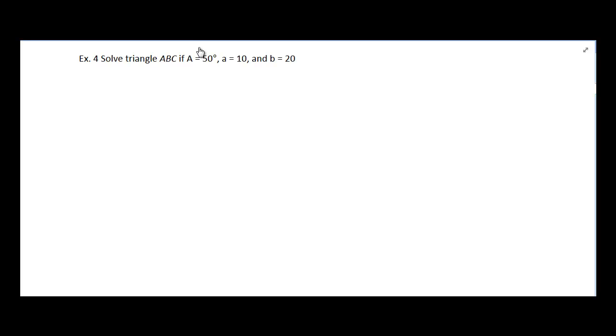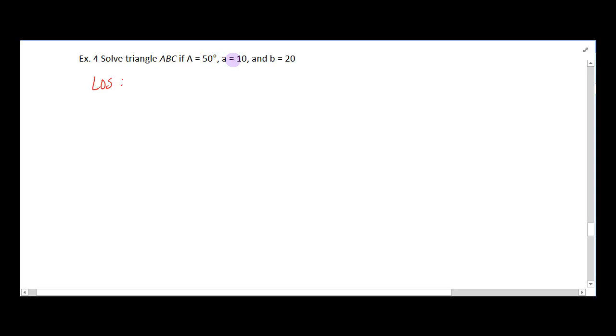So in this example, we have given angle A and two sides. So let's again try to see what we have here. This appears to be the ambiguous case as well. So we're going to start with the law of sines. And when we use the law of sines, again, we're going to look for our known ratio.